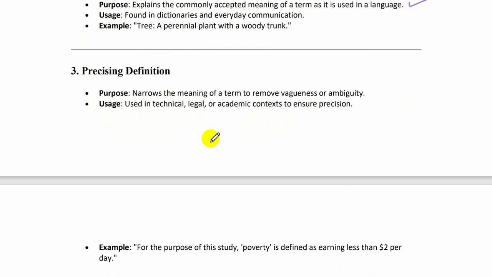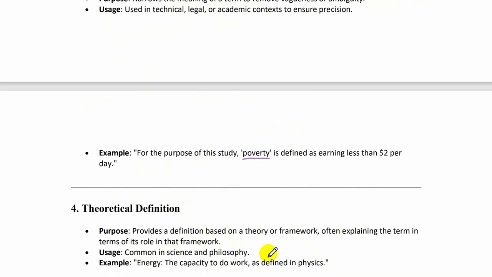Precising definition. Purpose: it narrows the meaning of a term to remove vagueness or ambiguity. Used in technical, legal, or academic contexts to ensure precision. Example: for the purpose of this study, poverty is defined as earning less than $2 per day. So it is giving a precise definition of poverty.